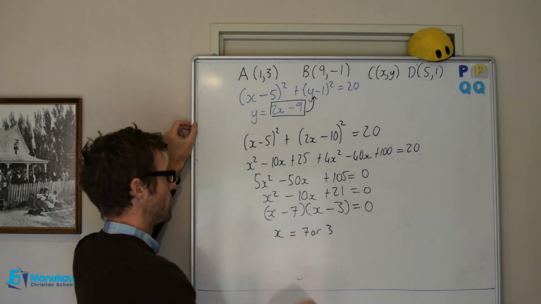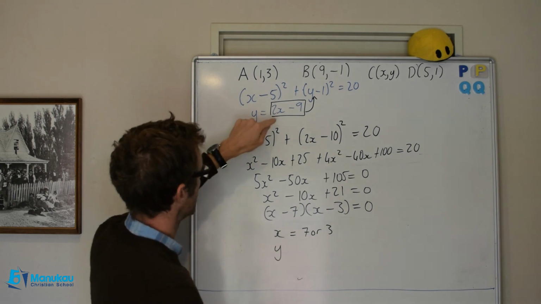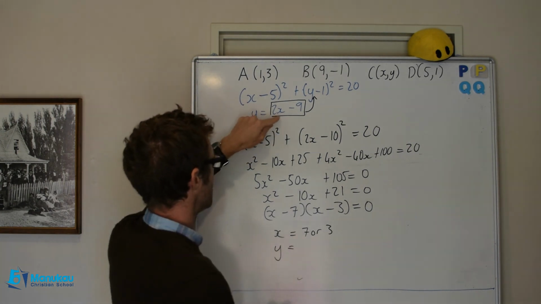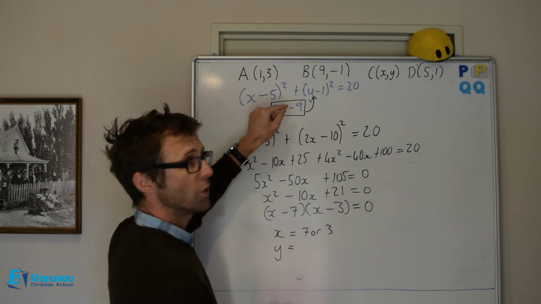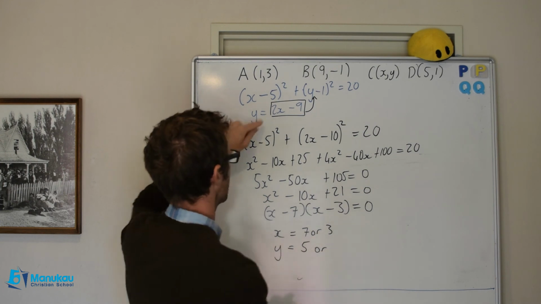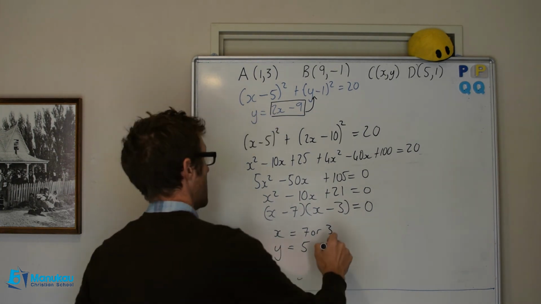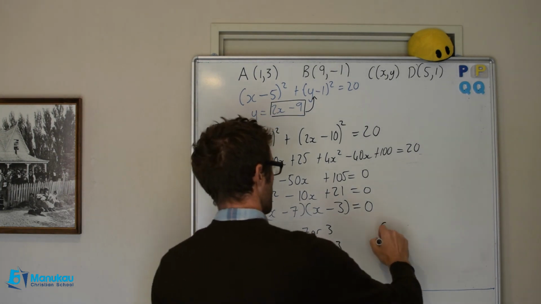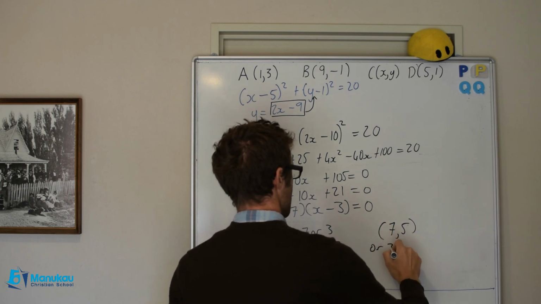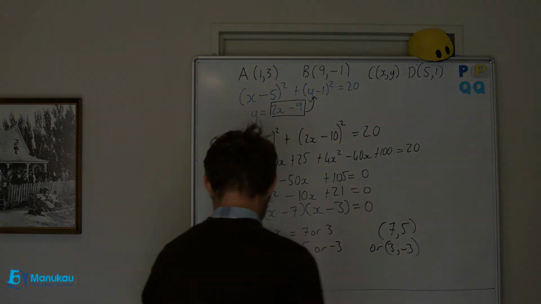And now we substitute in to find our y values. I would substitute using this. So 2 times 7 is 14. 14 minus 9 is 5. Or if we put in a 3, 2 times 3 is 6. 6 minus 9 is negative 3. So our possible coordinates are (7, 5) or (3, negative 3). And we are done.